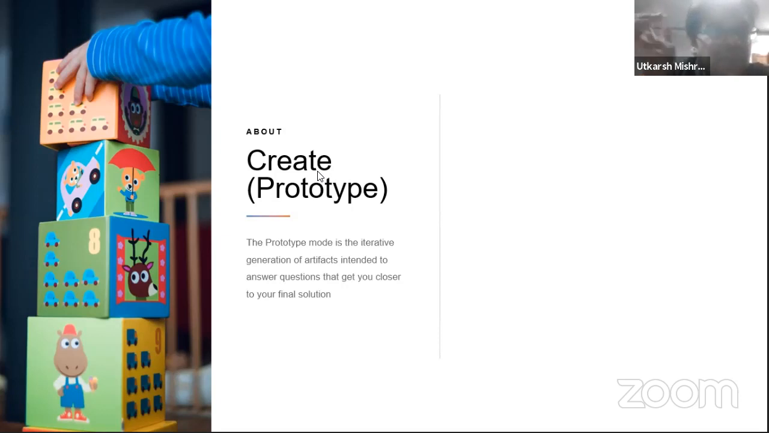We are not solving any problem by creating a product. So right now we have to create a product. Right now we have to give it a tangible format. We have to give it a shape, size, which can solve our problem.